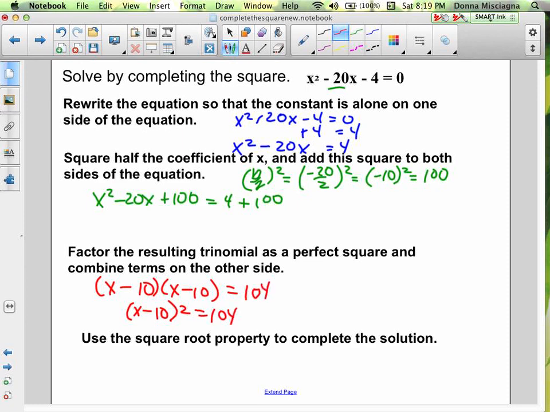So now we use our square root property. So we have the square root of x minus 10 squared equals plus or minus the square root of 104. Square and square root cancel. I have x minus 10. 104 does simplify. All right, so it's divisible by 4, right? Because 100 is, and we just added 4 more.